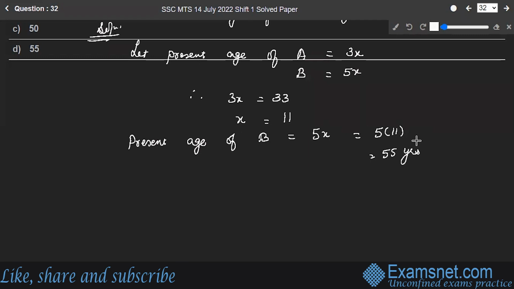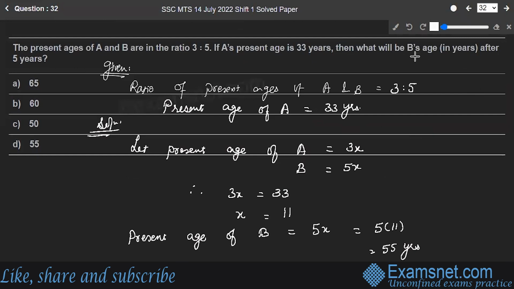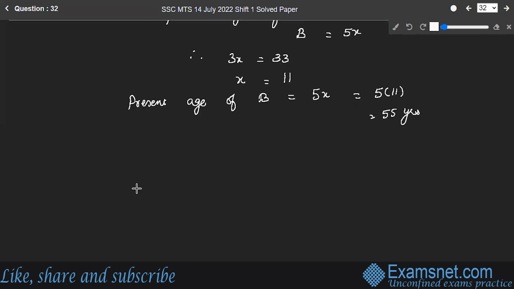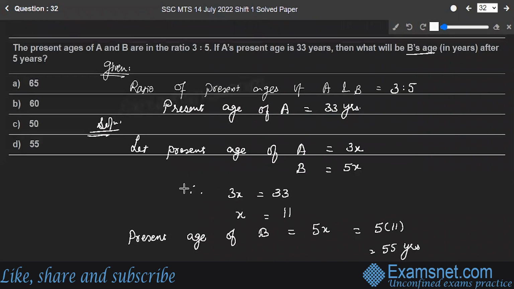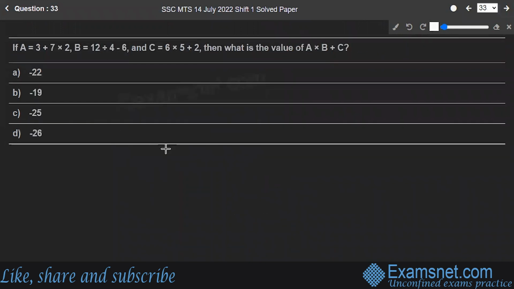Right. Now, what is the question? In the question, it is asking you what will be B's age after 5 years. So simply, I'll add 5 to it. So B's age after 5 years is equal to 60 years. Right. Let's check. Option B is the correct answer to our question. Hope you are clear. Next is question number 33.